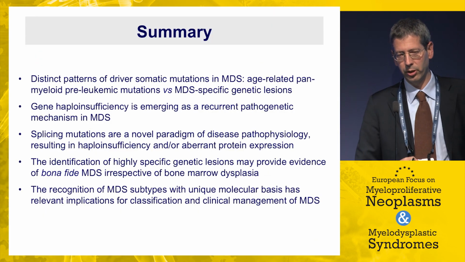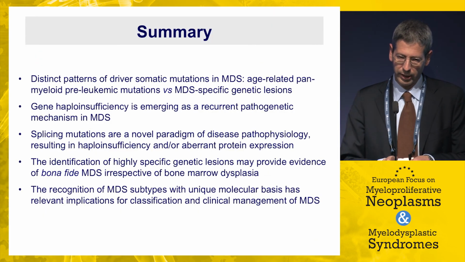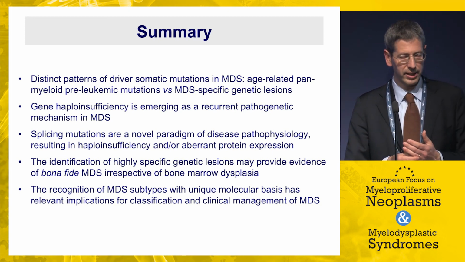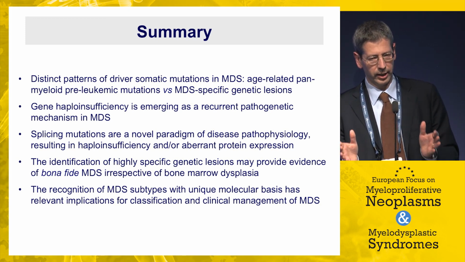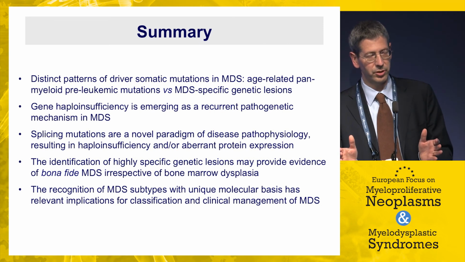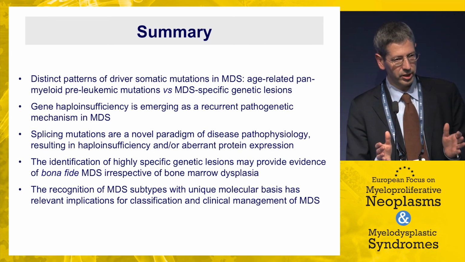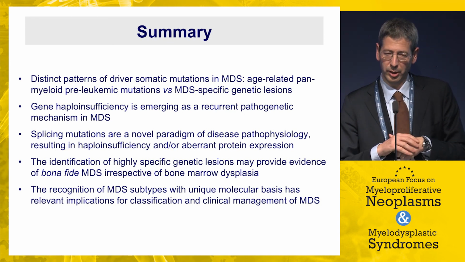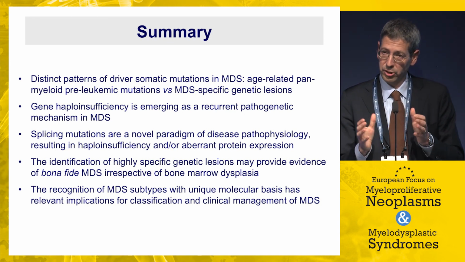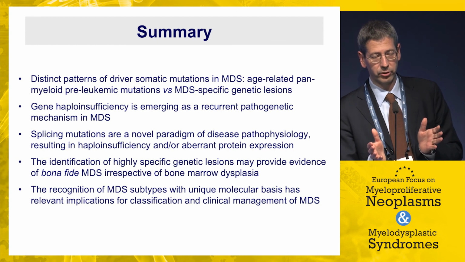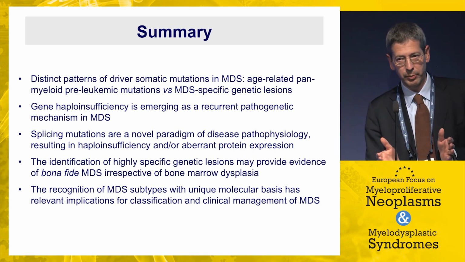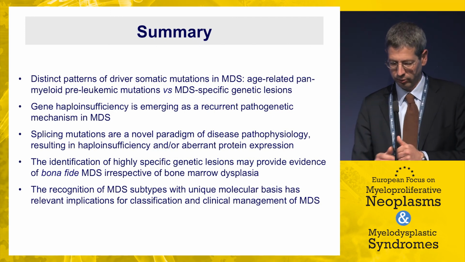So just to conclude, we are able now to identify distinct patterns of somatic mutations in MDS, one age-related and one MDS-specific. Gene haploinsufficiency is a recurrent mechanism in these somatic mutations, and identification of mutations specifically associated with the MDS process may provide the basis for a genetic classification of this neoplasm.